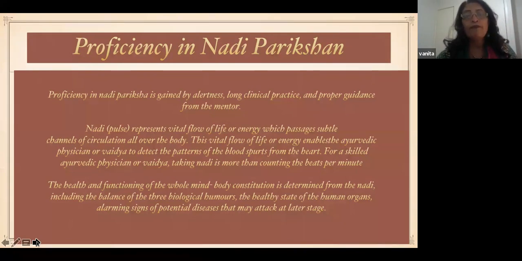The nadi pulse represents the vital flow of life or energy, which passes down the channels of circulation all over the body. This vital flow enables the physician to detect the patterns of blood spurts from the heart. Because it's the supply of the heart and the brain and through the body, we look at the blood spurts, which means how the blood circulation is flowing. The health and functioning of the whole mind-body constitution is determined, including the balance of the three biological humors, called vata, pitta, kapha, the healthy state of the heart, and alarming signs of potential diseases that may attack at a later stage.